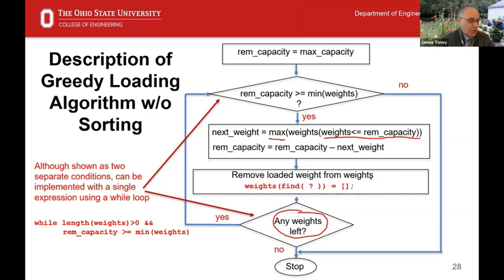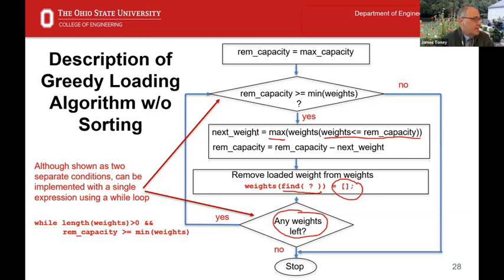Now here's the trickiest part. So again, here's how you remove an item from a list, from an array. You set it equal to empty brackets, and that removes it from the array. But which one do we remove? How do you figure that out? Because this line only gave you the value of the weight.